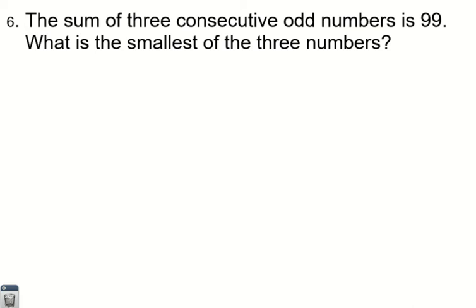Last example. This is kind of a special one. The sum of 3 consecutive odd numbers is 99. What is the smallest of the 3 numbers? We could also be a little more specific with numbers and probably say integers or maybe even whole numbers, but whatever numbers. I don't want to muddy the water here. So it's like just whatever.